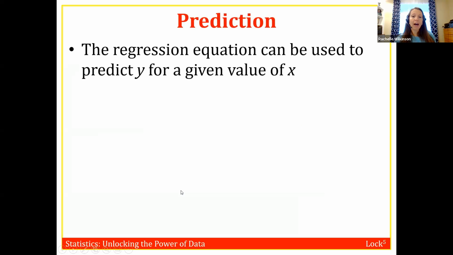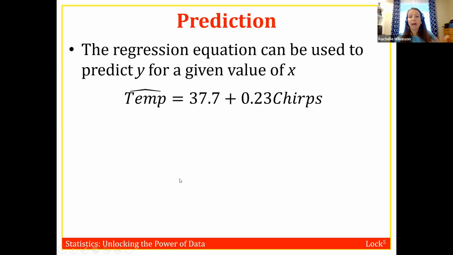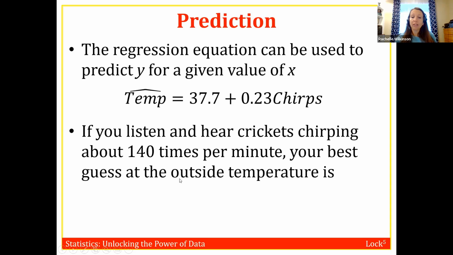All right, and once we have our model, then we can use it for all kinds of things. One thing that we like to do with our model is make predictions. And if we're given the model, as long as somebody gives us an X value, then we can just plug that in and use that to make the prediction. So for example, if you hear crickets chirping about 140 times per minute, then what would be the predicted value, or your best guess, at the outside temperature? So go ahead and do that calculation, and you can throw your answer in the chat window when you have it done.